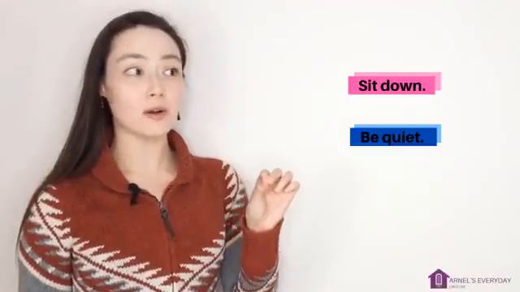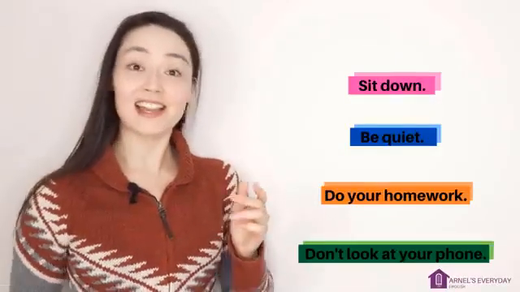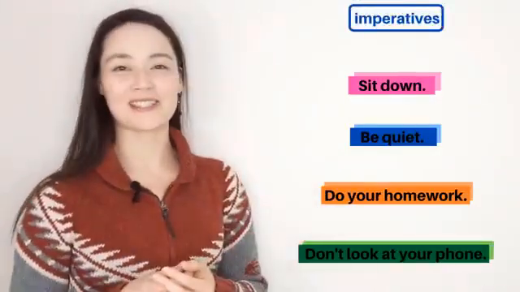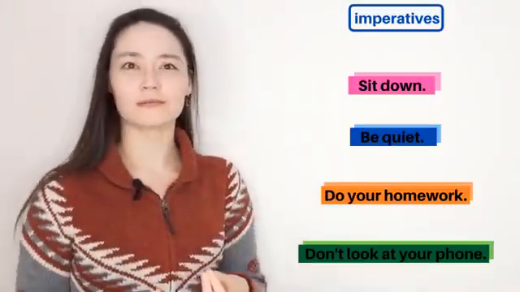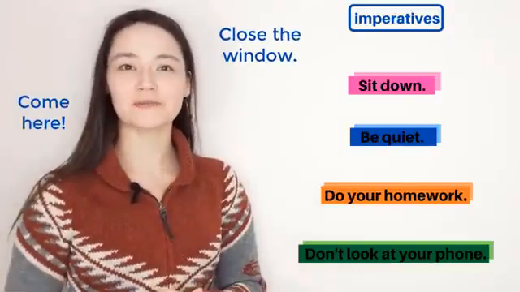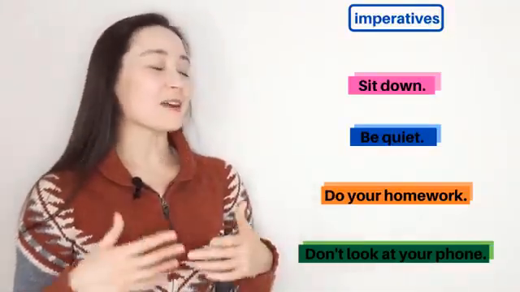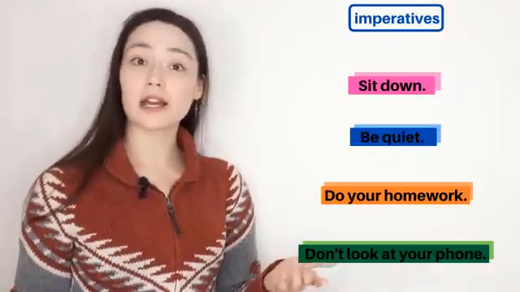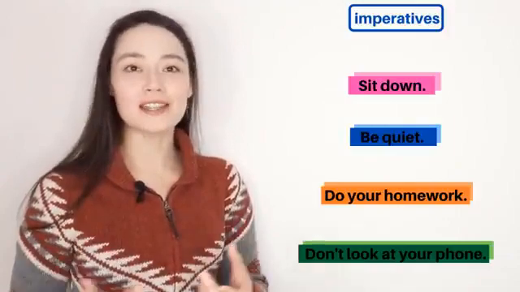Sit down, be quiet, do your homework, and don't look at your phone. These are called imperatives. Imperatives are commands. They tell someone what to do. Come here, close the window. So these are things someone would say to their child. And when we report imperatives, we change that grammar again.